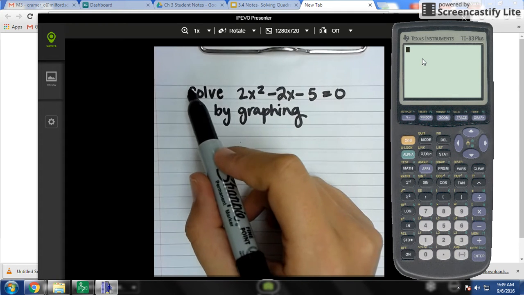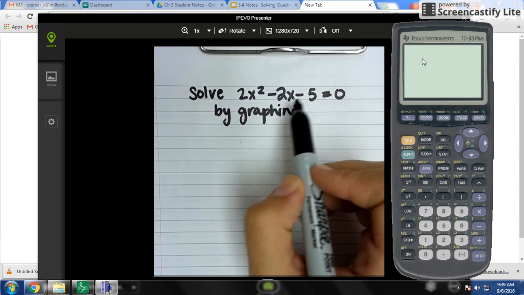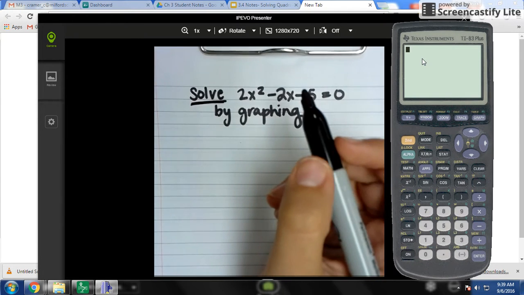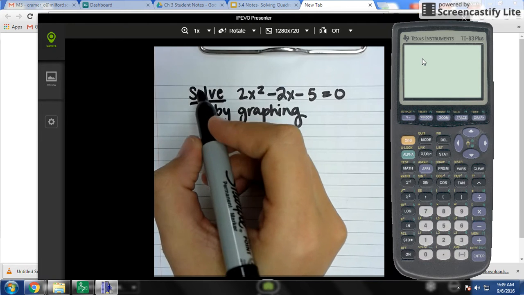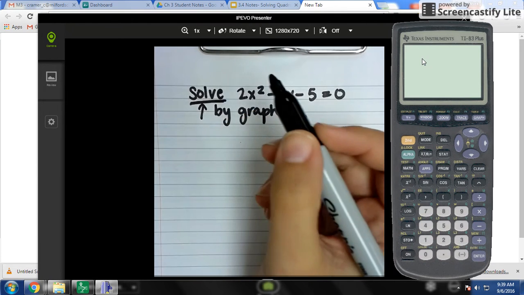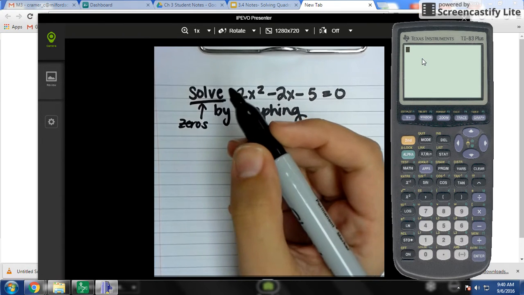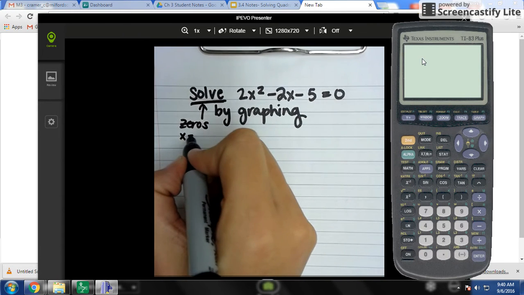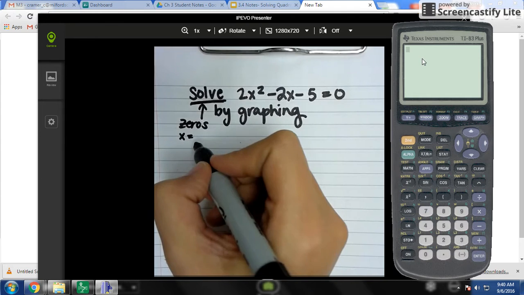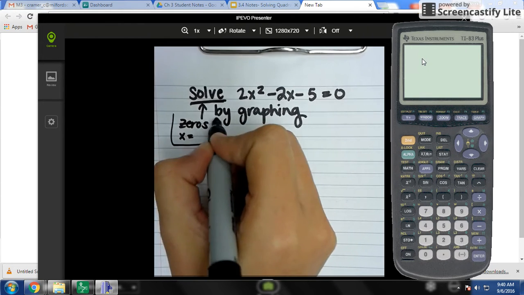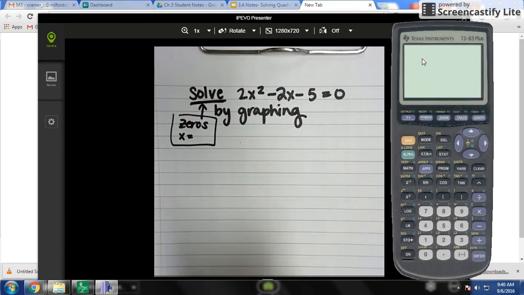Alright, so we are going to learn how to solve quadratic equations by graphing. The keyword here is solve, which on the last slide you found out that solving or finding the solution is another word for zeros. And when we talk about zeros, we're talking about what x value makes the function equal to 0. So whenever we talk about zeros, our answer is going to be in x equals form.